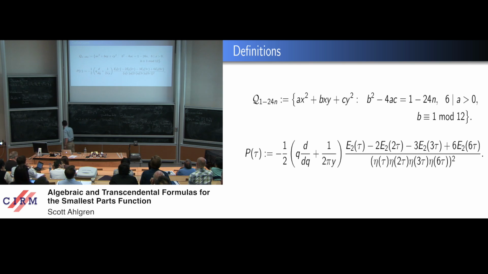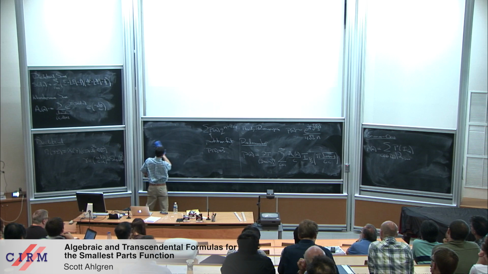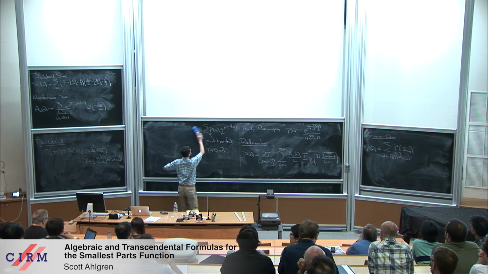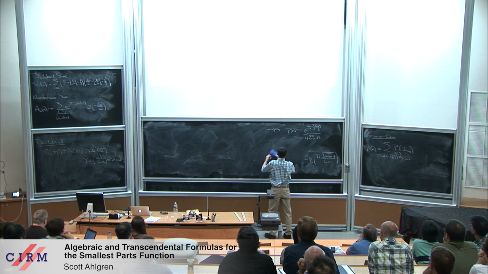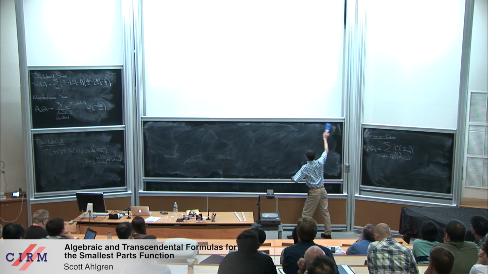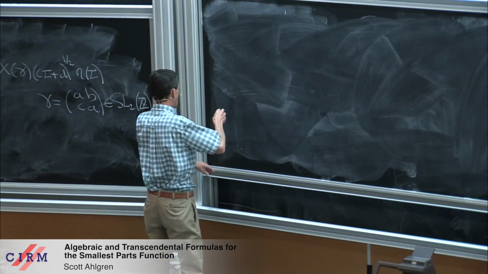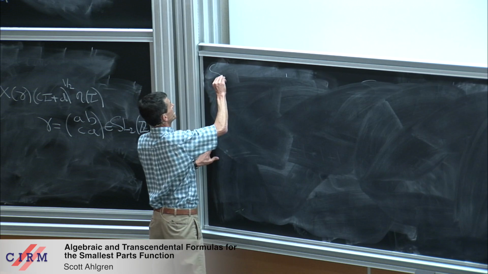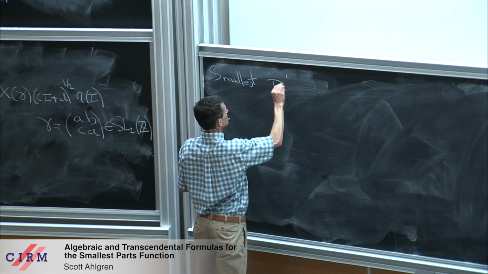Now I'd like to introduce you to another of my favorite functions. The eta function, or 1 over the eta function, is a prototype for weakly holomorphic modular forms, and I think this guy is a prototype for mock theta functions. I'll start with the combinatorial definition. This is the smallest parts function, which is in the title.